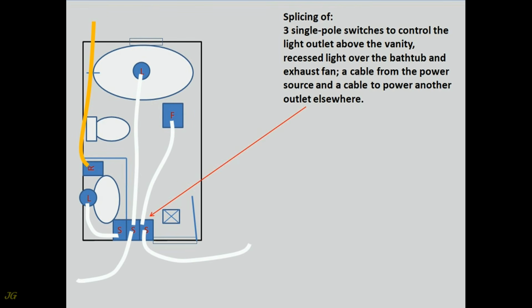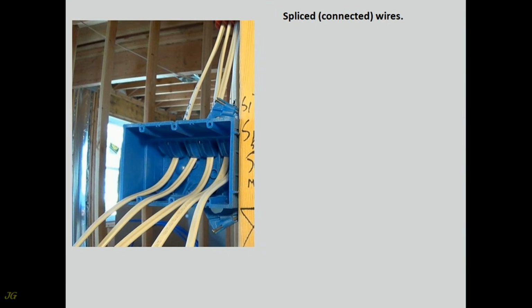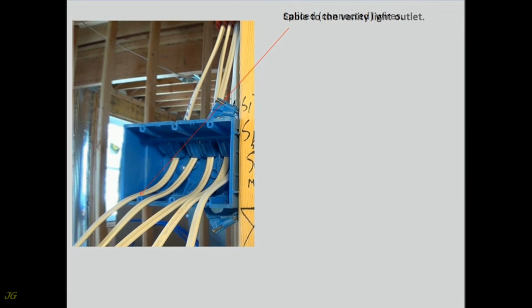Splicing of 3 single-pole switches to control the light outlet above the vanity. Recessed light over the bathtub and exhaust fan. A cable from the power source and a cable to power another outlet elsewhere. Splicing, connection sketch. Spliced, connected, wires.